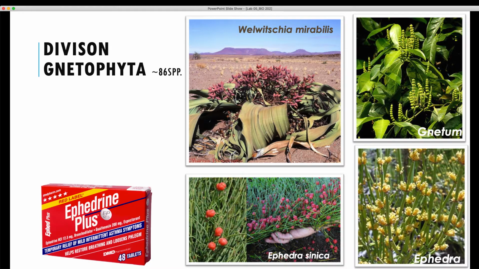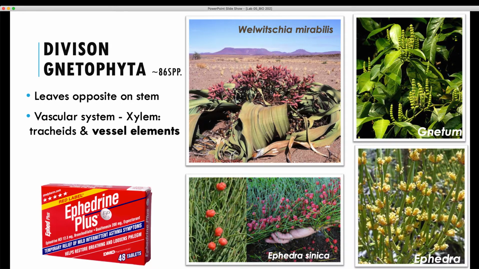So our division Neophyta is next. We have some great plants in this group. The leaves are on opposite stems. Notice here Welwitschia. This plant actually only has 2 leaves, despite it looking like it has many more. It's very interesting. We have a vascular system here. Remember, we have xylem with tracheids and vessel elements. We do not have any sieve cells or phloem.